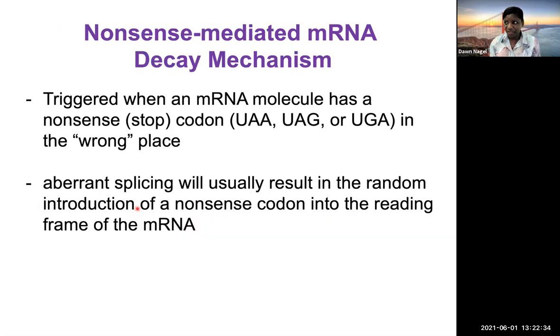One particular signature that this surveillance mechanism looks for is usually if your mRNA has a stop codon in the wrong place, okay? You remember when we were talking about frame shift mutations, or translating an mRNA in a different frame than the normal frame?